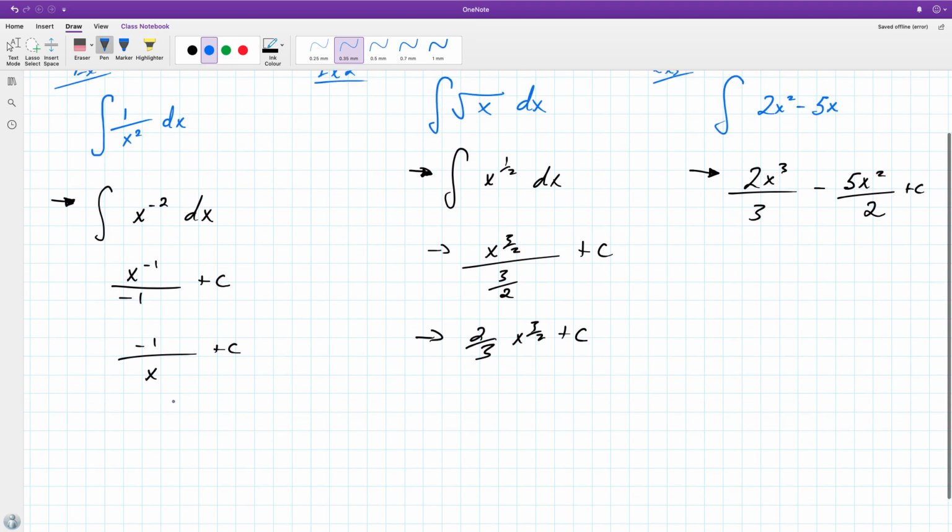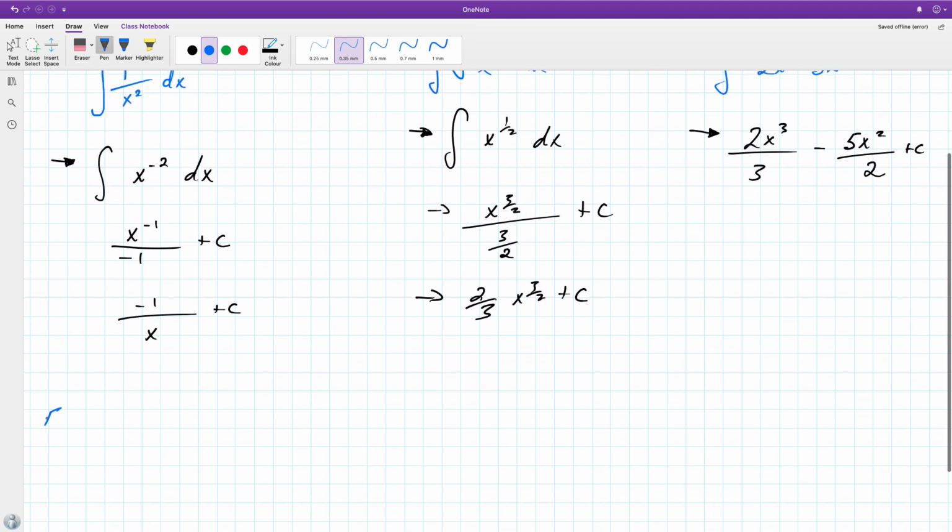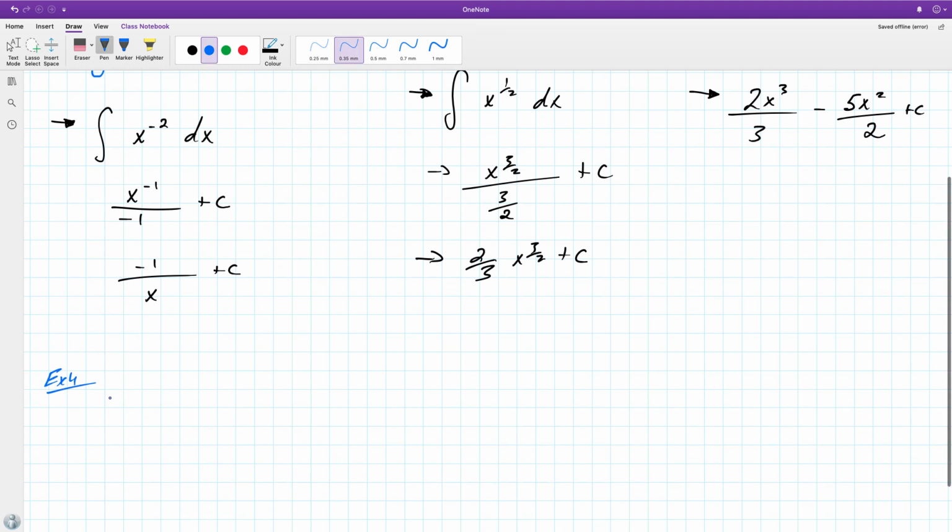Right, have a go at this one. The integration of x plus 1 over x dx. Sorry, that should be x cubed. x plus 1 over x cubed dx.